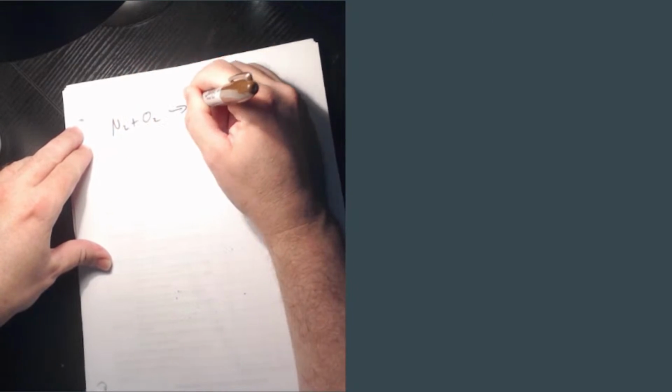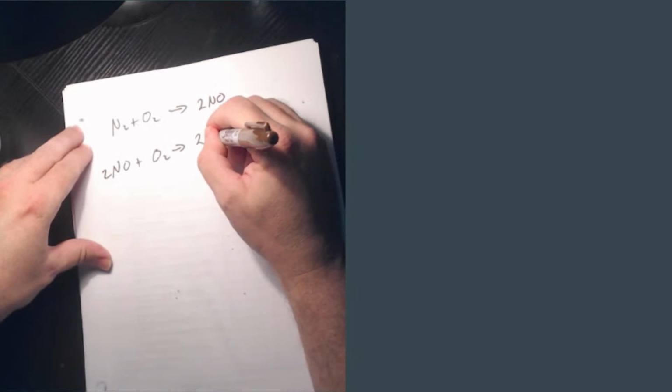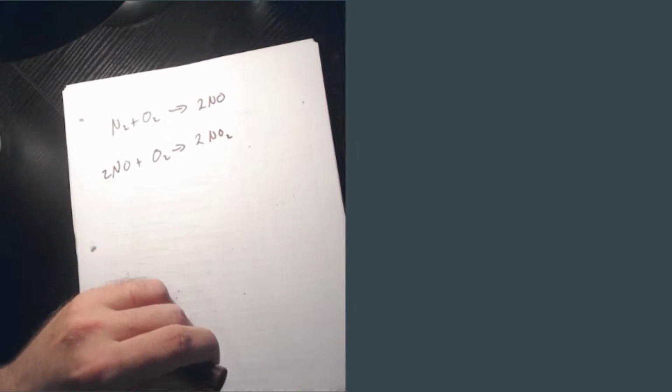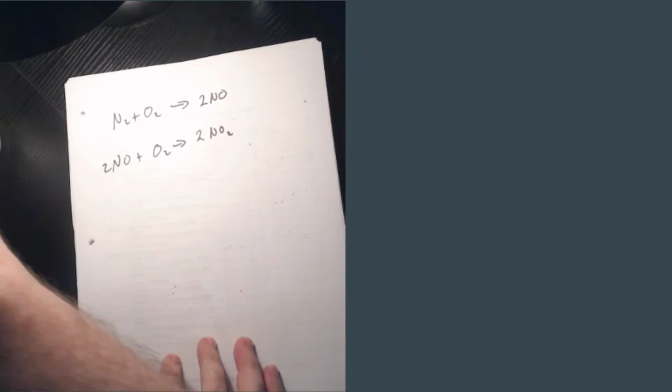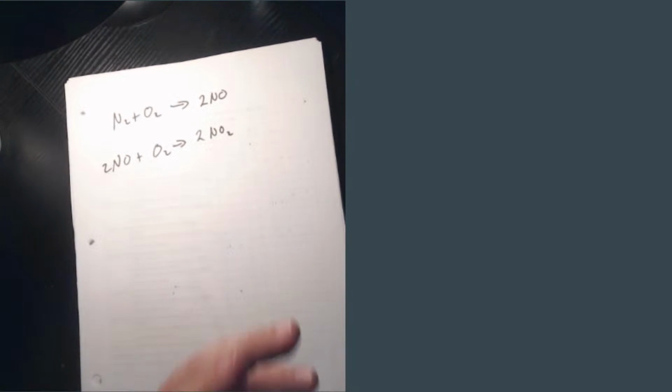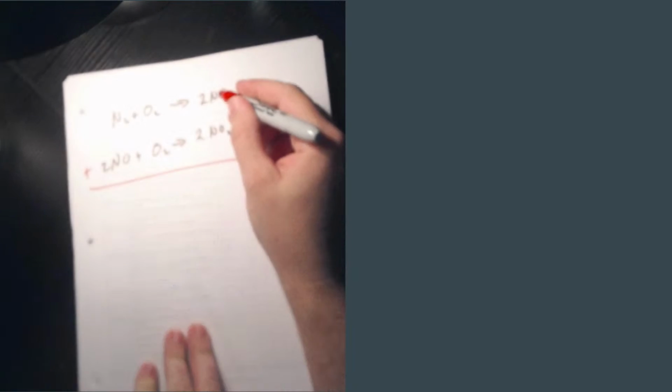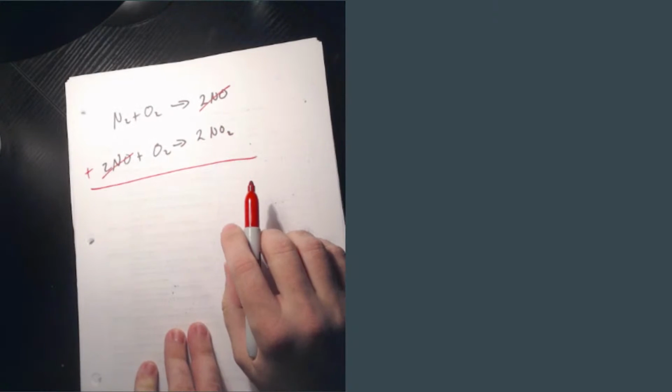Okay. All right. So, here we have nitrogen plus oxygen yields 2 nitric oxides. Then 2 nitric oxides plus 1 oxygen yields 2 nitrogen dioxides. So this is a really simple problem because all we have to do to get what we want is add the 2 reactions together. Okay. So the nitric oxides appear on both sides, reactants and products, so they cancel out. There's 2 of each, so they cancel out entirely.